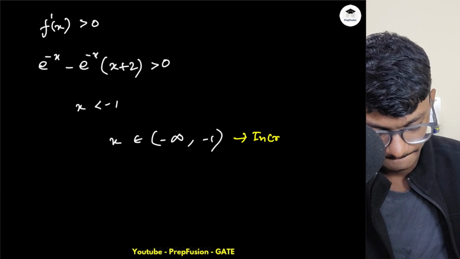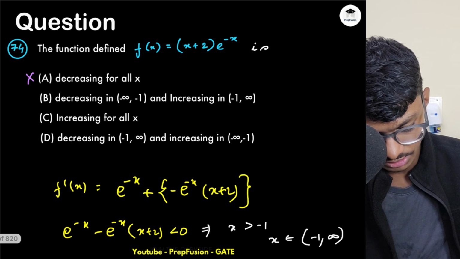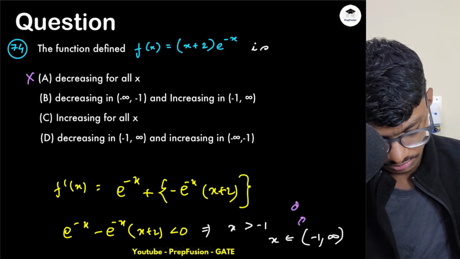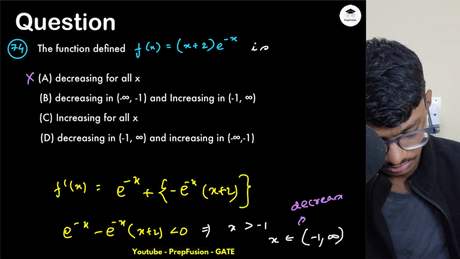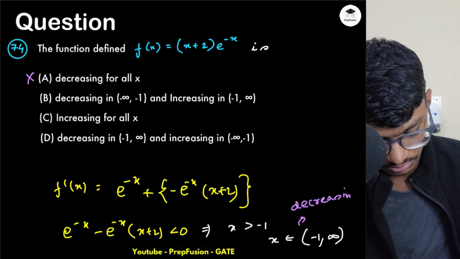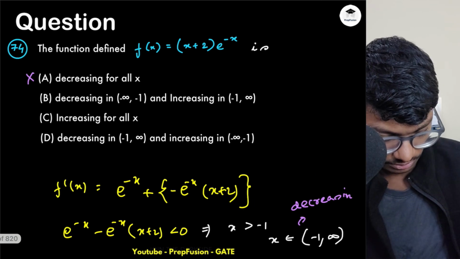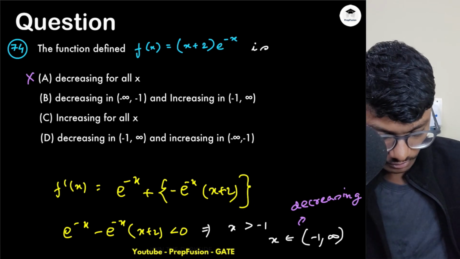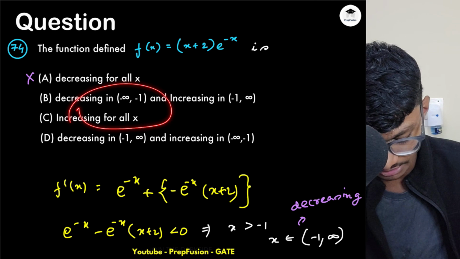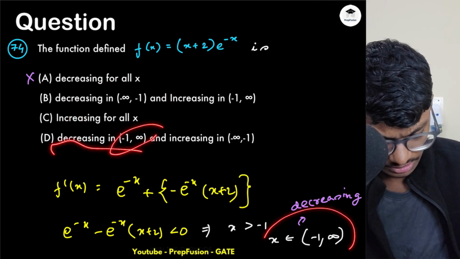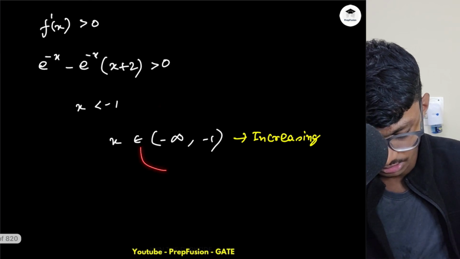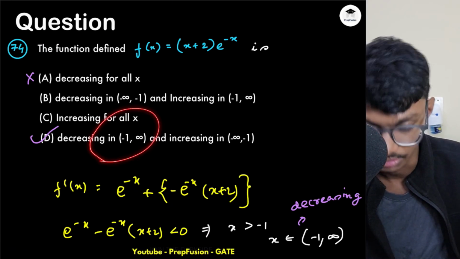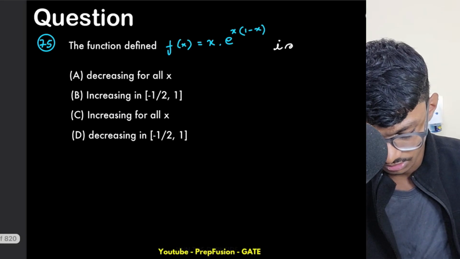But here in this range it is increasing, and in this range it is decreasing. Okay, so obviously it is not increasing for all x, it is decreasing in this range, yes, correct, and it is increasing in this range, yes, correct. Okay, so increasing in this range and decreasing in this range, yeah, this option D is correct. So let's go to the next question.